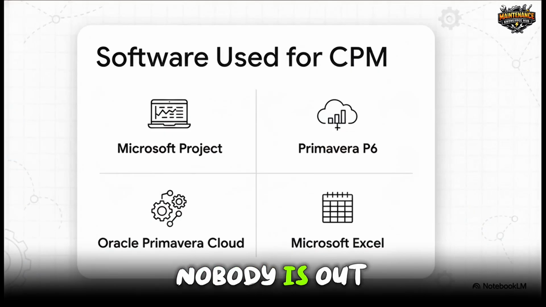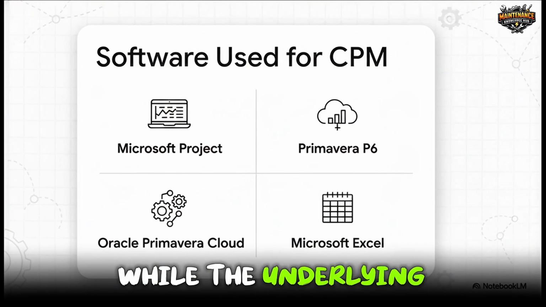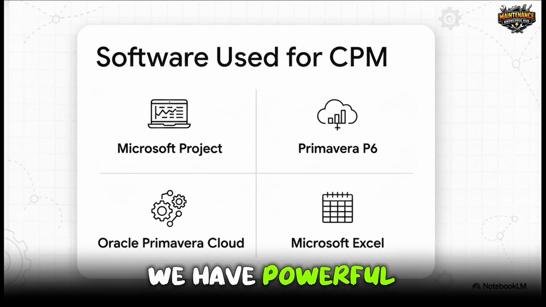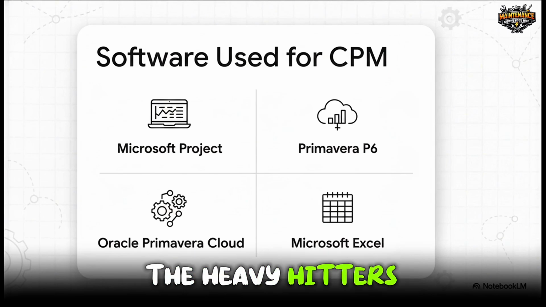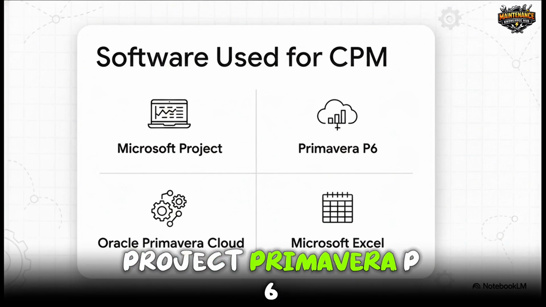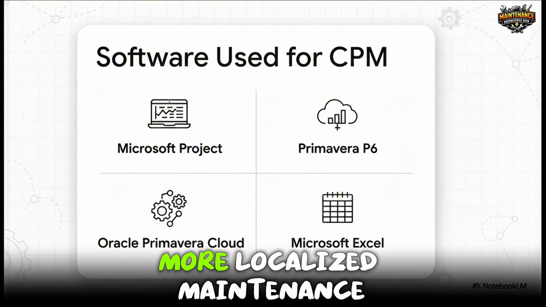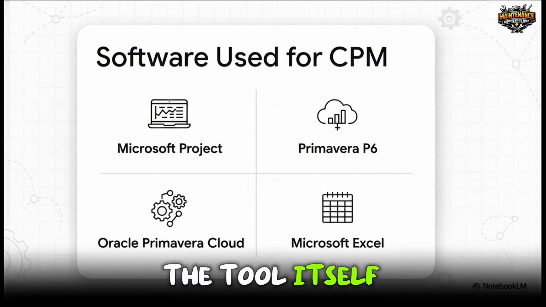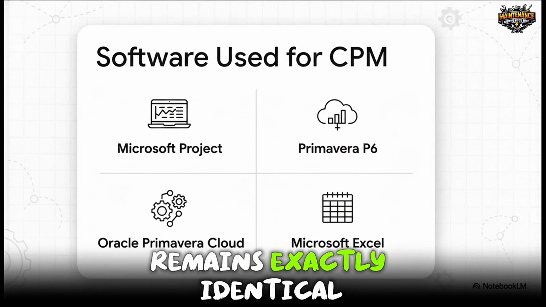Of course, nobody is out there calculating a thousands of steps nuclear outage on a chalkboard. While the underlying logic is mathematically rigorous, we have powerful software tools to do the heavy lifting for modern maintenance managers. The heavy hitters in the industry include Microsoft Project, Primavera P6, and Oracle Primavera Cloud. And you know what? Even good old Microsoft Excel is heavily utilized for smaller, more localized maintenance jobs. The tool itself might change based on the project size, but that core CPM logic remains exactly identical.